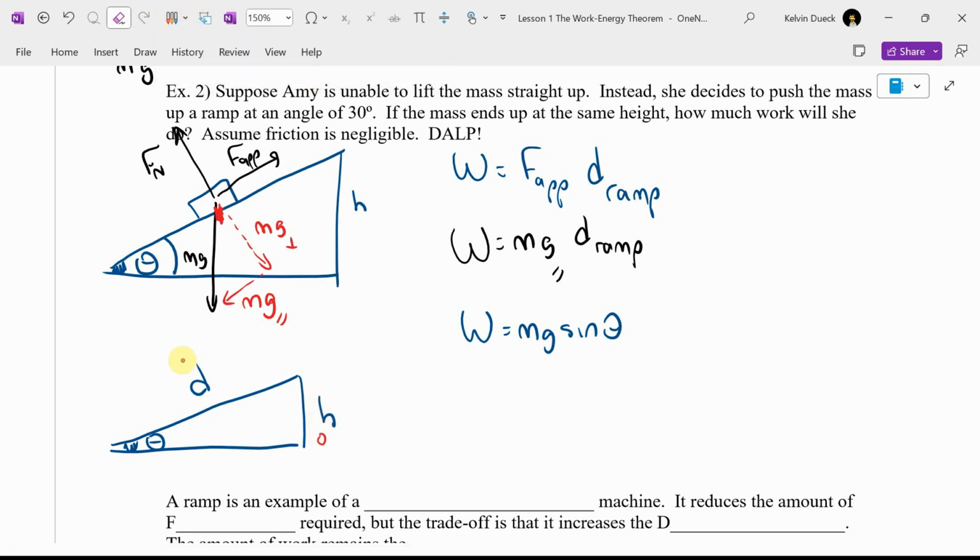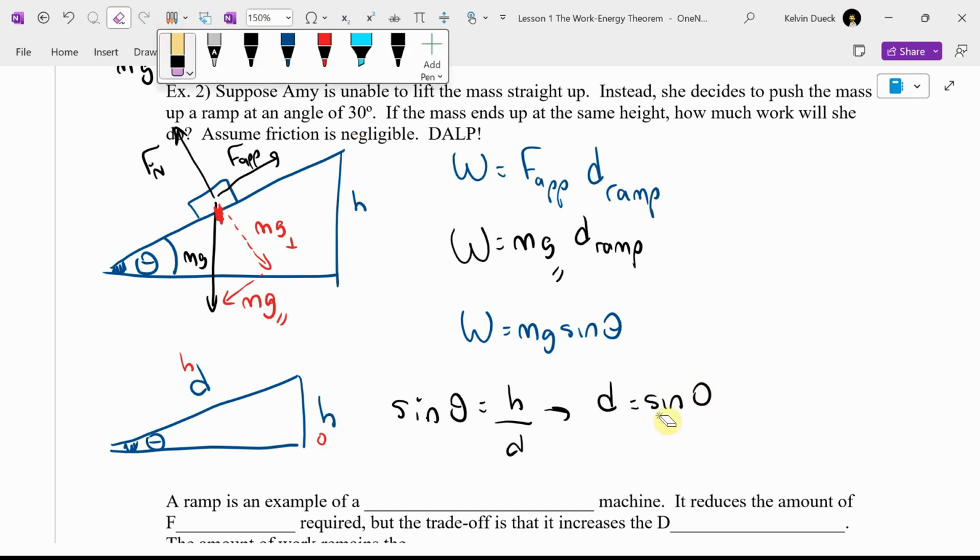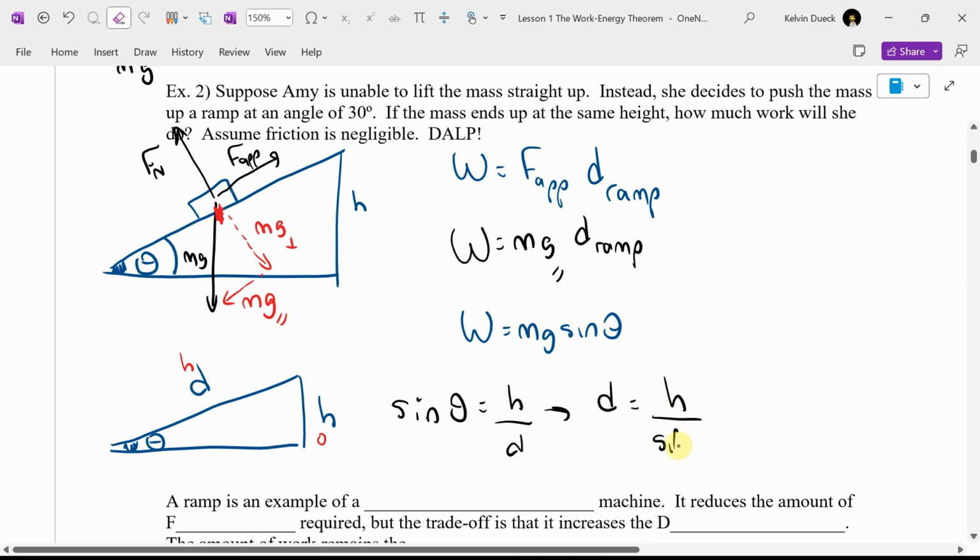How about here? Which trig function? I get sine theta equals the height divided by the distance. I want to get the distance along the ramp because that's d ramp. How would I get the d by itself? Where is the d right now? I can multiply the d to the top, divide the sine theta down. So d is going to be height divided by sine theta.